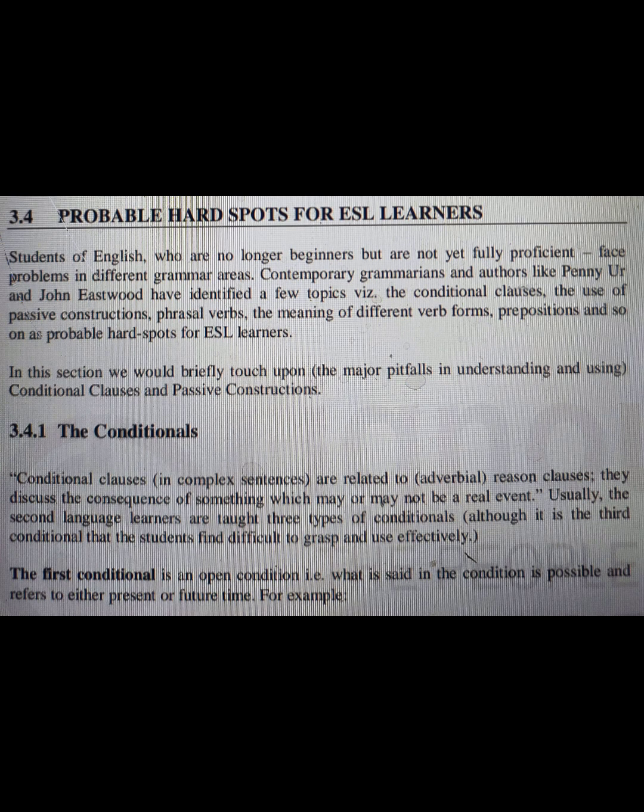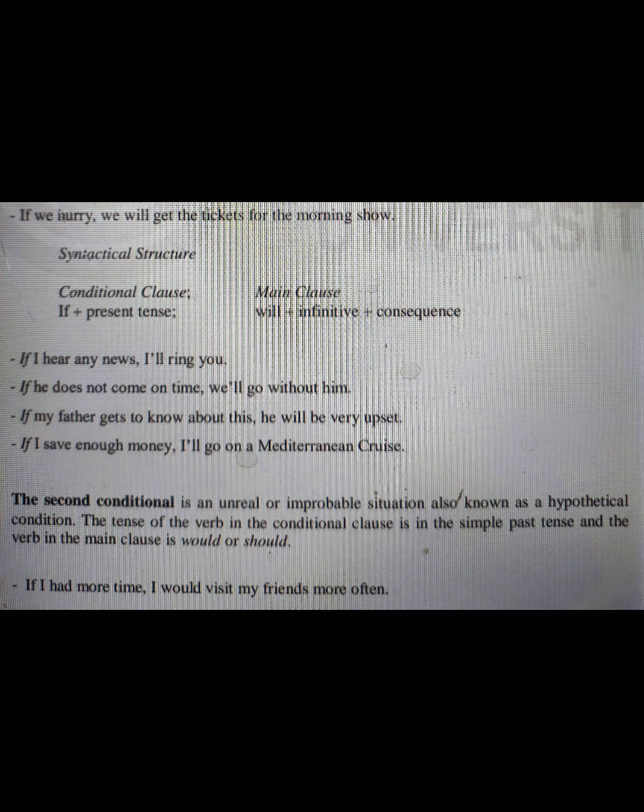The first conditional is an open condition, i.e., what is said in the condition is possible and refers to either present or future time. For example, if we hurry, we will get the tickets for the morning show. Syntactical structure. Conditional clause: if plus present tense. Main clause: will plus infinitive plus consequence.